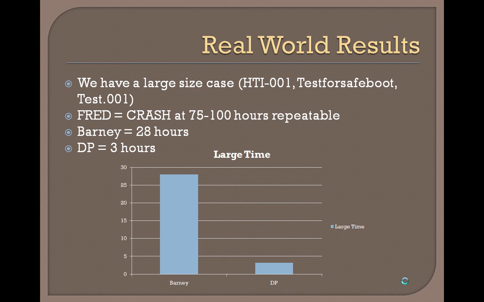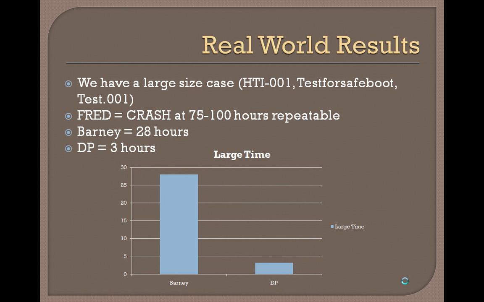On a large case, it gets even more dramatic. The larger the case, the more effective distributed processing becomes as we remove those bottlenecks. We have a large case, and what we did is we crammed together a few images: HTI-001, Test for Safe Boot, and another one called Test-001. We crammed those 3 images together into the case, and together those are multiple million artifacts. I think 2 to 3 million artifacts here maybe.